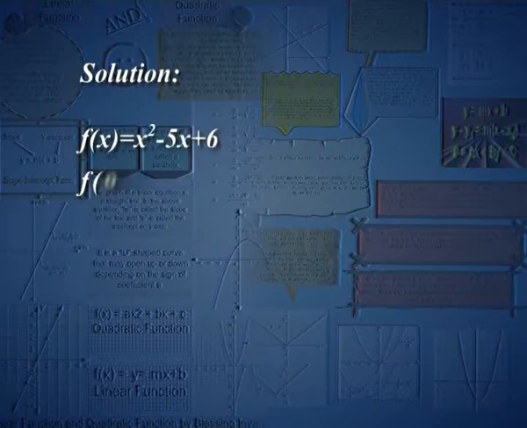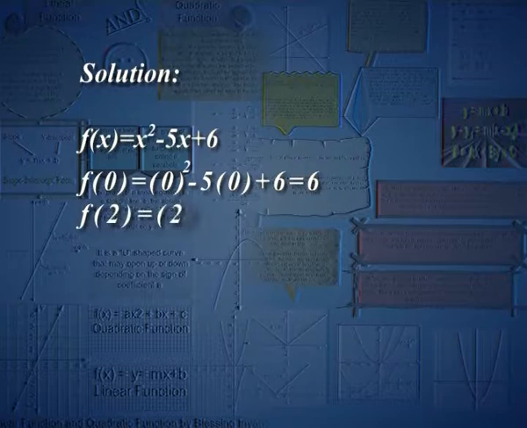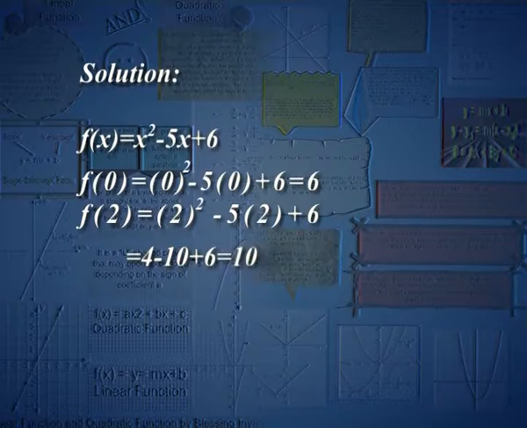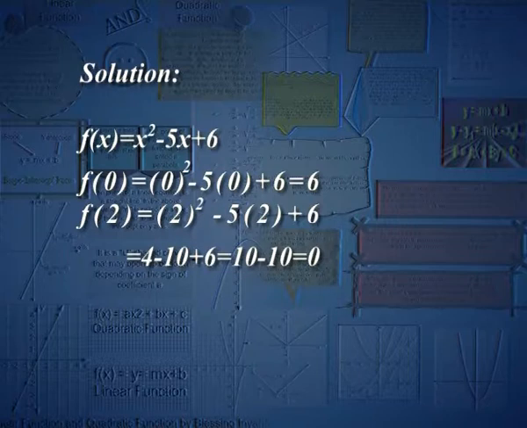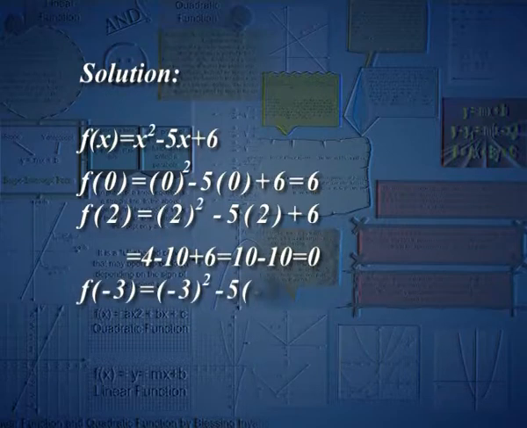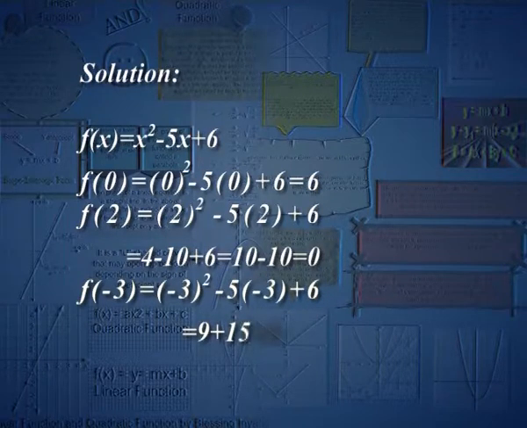The solution to this can be f(x) = x² − 5x + 6. So this implies that f(0) can be written as 0² − 5 × 0 + 6, which is 6. f(2) can be written as 2² − 5 × 2 + 6, which is 4 − 10 + 6, which equals 0. Finally, f(−3) can be written as (−3)² − 5 × (−3) + 6, which ultimately comes to 30.